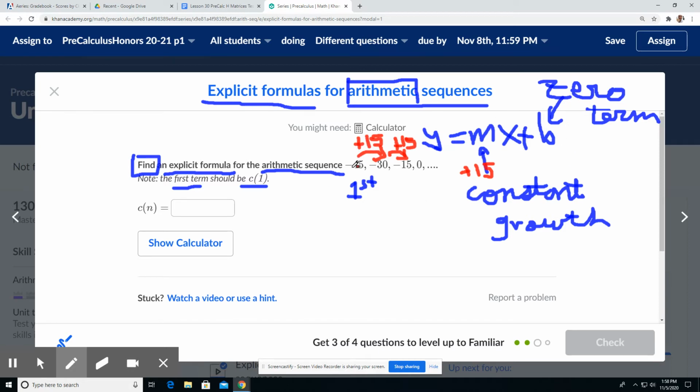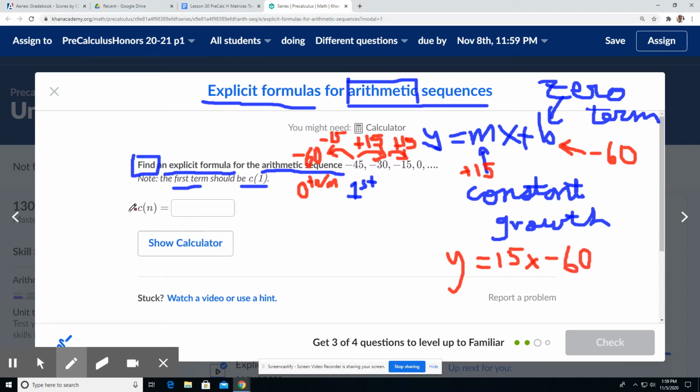And then what we need left is the zero term. Well, they gave you the first term, but it's not too hard. You just need to find the zero term, so you go in the other direction. The other direction means you are subtracting 15. So if I subtract 15 from negative 45, that'd be negative 60. Negative 60 is our zero term. Now, what I got is y equals 15x minus 60.